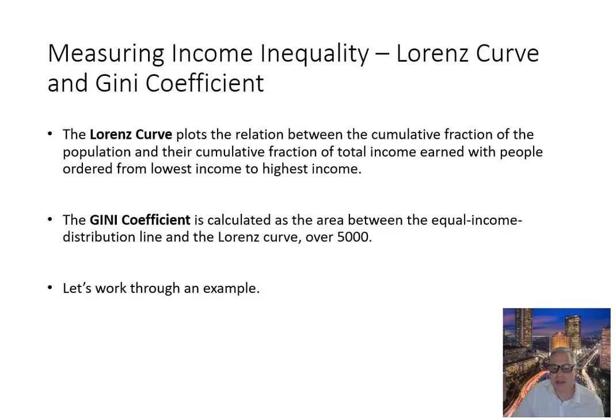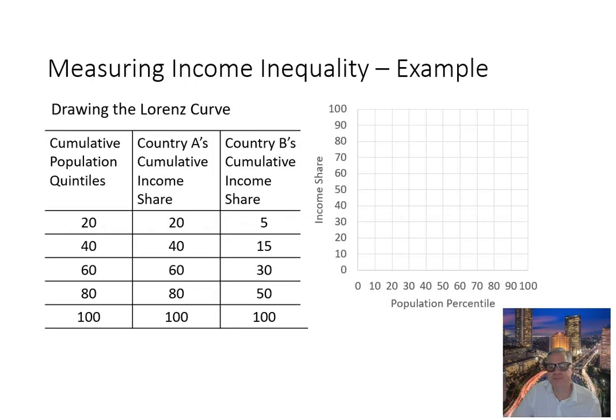Okay, so the Gini coefficient is now calculated as the area between a so-called equal income distribution line and the Lorenz curve, over 5,000. It's probably not clear why that is, so we need to work through an example.